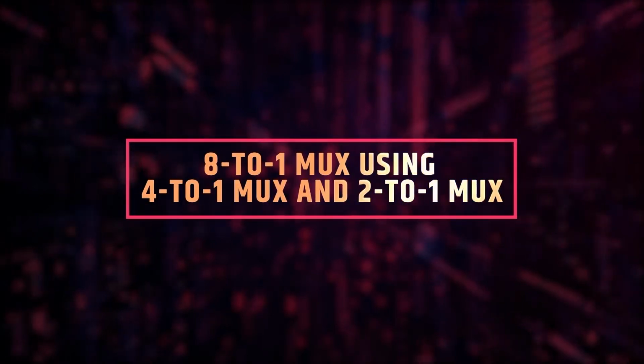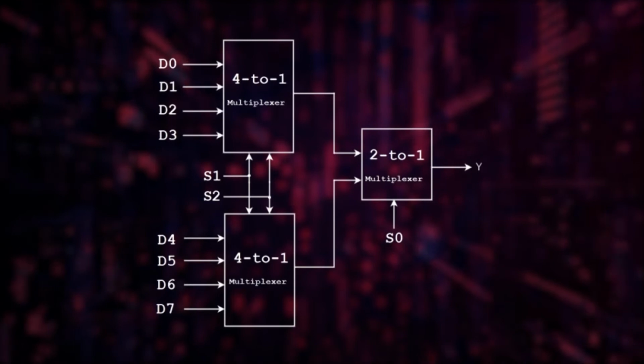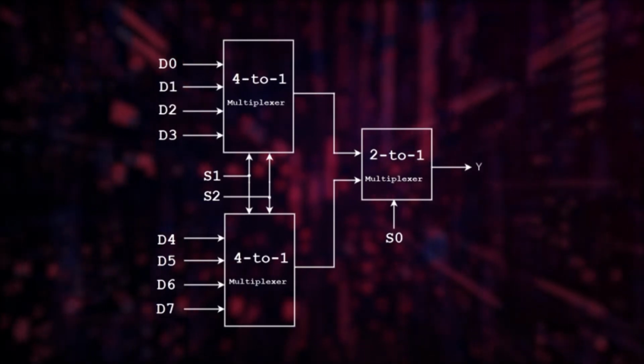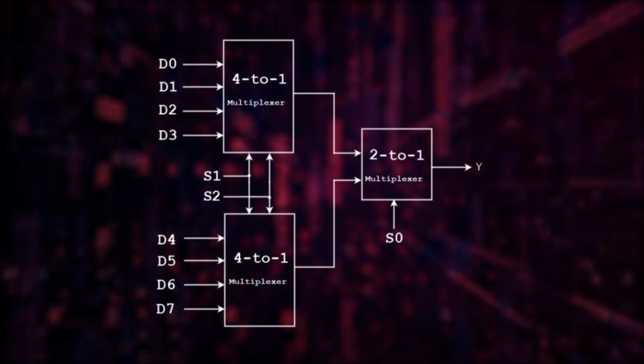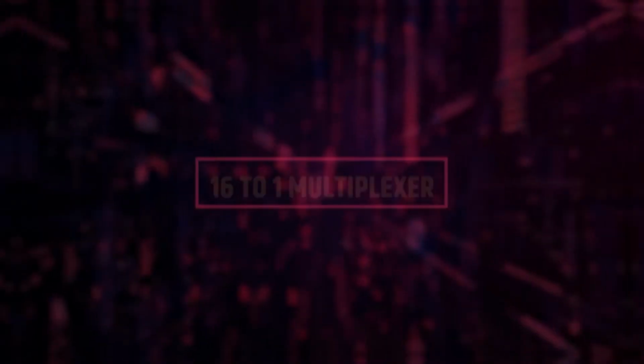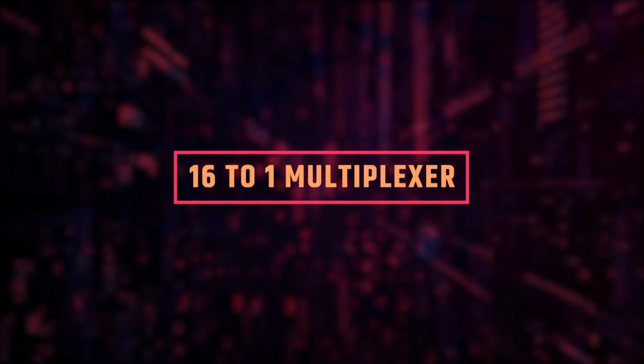8 to 1 mux using 4 to 1 mux. The logical diagram of an 8 by 1 multiplexer using 4 by 1 mux and 2 by 1 mux is given here.